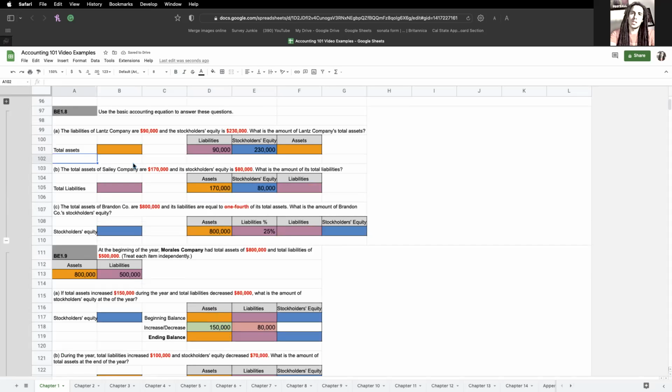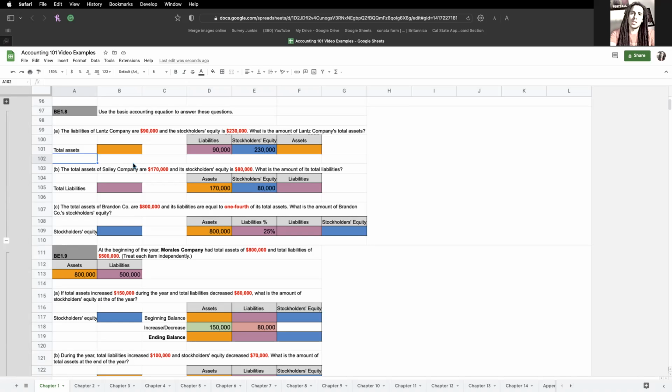Use the basic accounting equation to answer these questions. So before we get into this one, we need to remind ourselves what the accounting equation is. It's assets equals liabilities plus equity. But with these problems, you're going to see that we're going to have to mix up the equation a little bit. You'll see what I mean in a second.